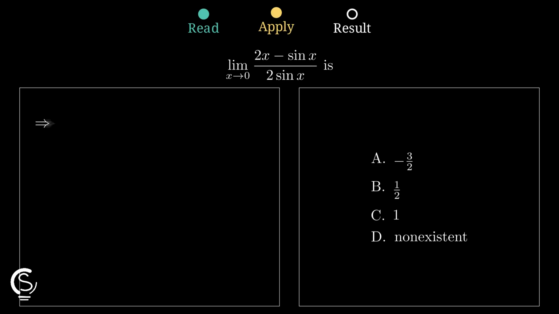Since we have 0 over 0, apply L'Hopital's rule by differentiating the top and bottom. The top derivative is 2 minus cosine x, and the bottom becomes 2 cosine x.